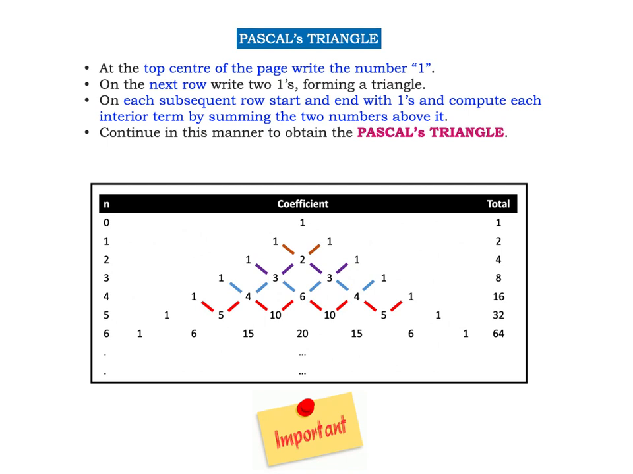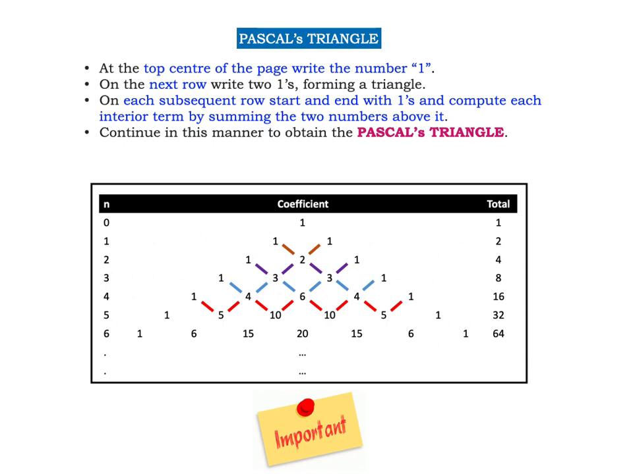Similarly, when n takes the value 4, as indicated by the blue short lines, add 1 and 3 and you'll get the total as 4. 3 plus 3 is 6. 3 plus 1 is 4. And on either side of 4, you add the values 1. And the total will be 16.